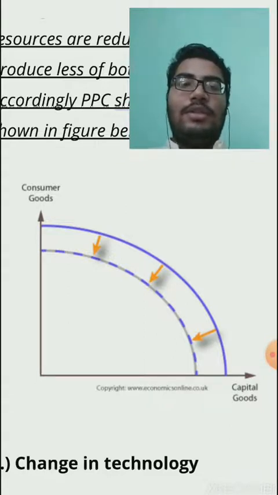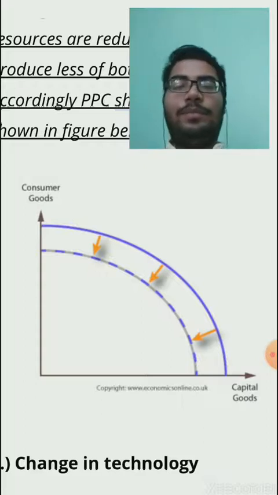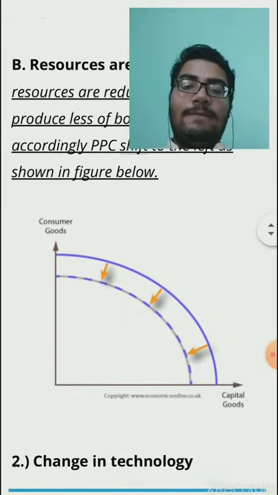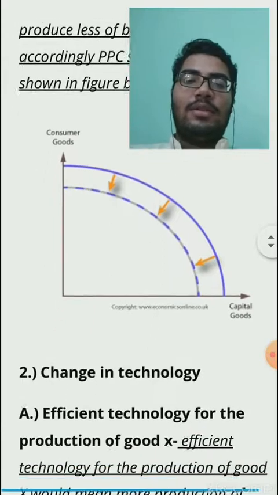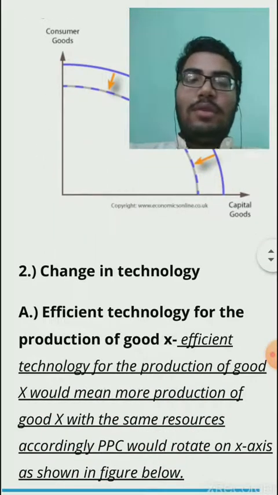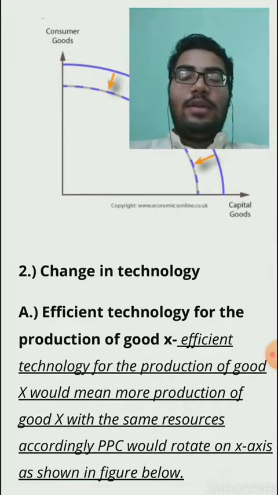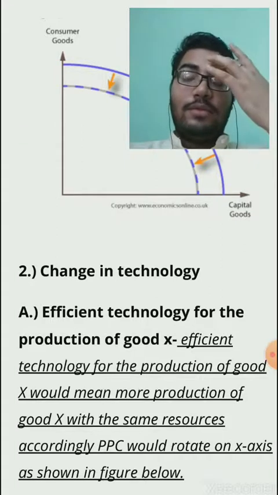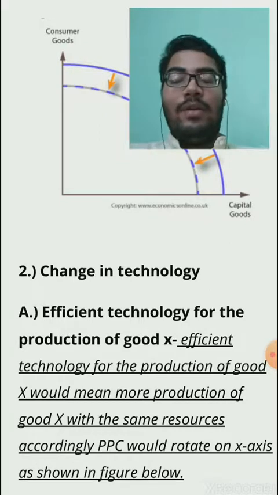So these are the two situations of resources. When resources get increased and when resources get decreased, the production possibility curve will also change according to the situation. Okay. Now there is a second assumption. As you know, the definition of the PPC is that curve which shows different possible combinations of two goods which can be produced with the given level of resources and given level of technology.